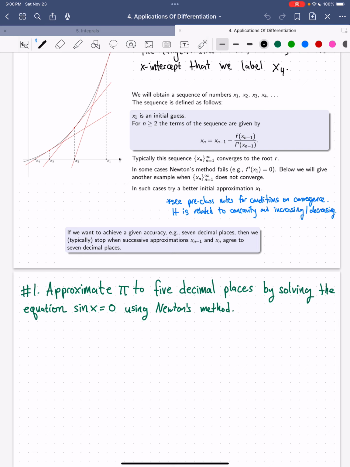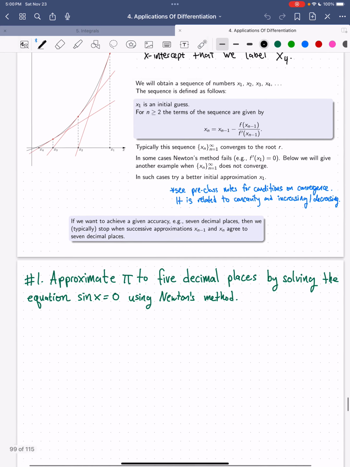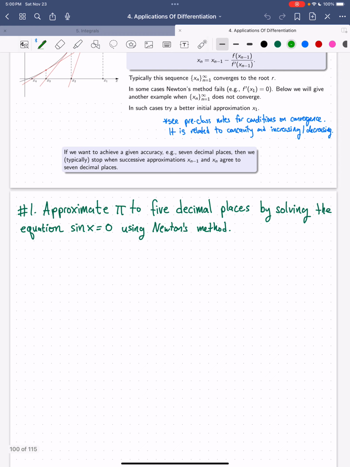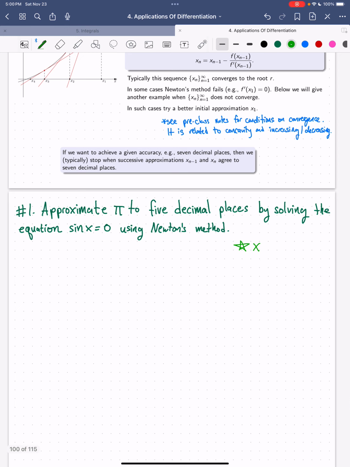We want to find an approximation for pi to 5 decimal places by solving this equation using Newton's method. So let's do this. What I'll do is, just to keep it top of mind, I'm going to rewrite this formula for each guess. So we say that xn is equal to xn minus 1 minus the ratio between f of xn minus 1 over f prime at xn minus 1.